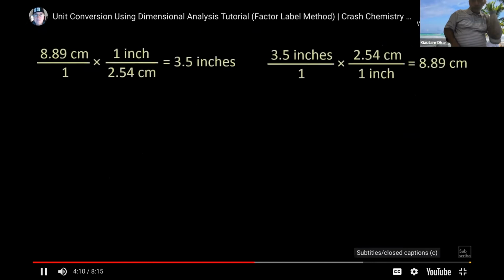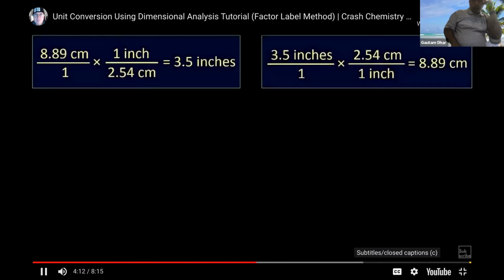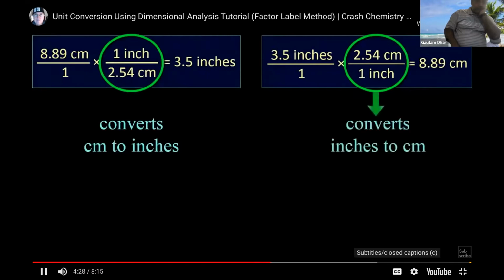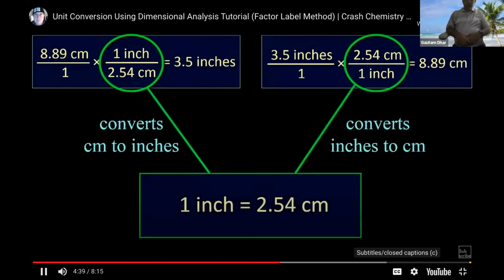If we look at the two problems side by side, we can see why dimensional analysis works. The conversion factors can be reciprocals. You simply choose the one that gets you to the unit desired. The conversion factor on the left converts centimeters to inches. The conversion factor on the right converts inches to centimeters. They're both the exact same relationship, just inverted for the purpose of the calculation. And the conversion factors work like that because they are mathematical equalities.